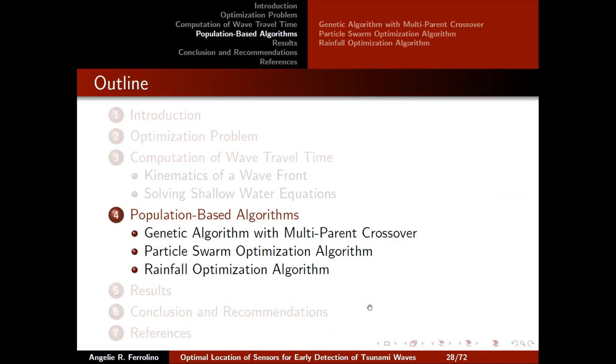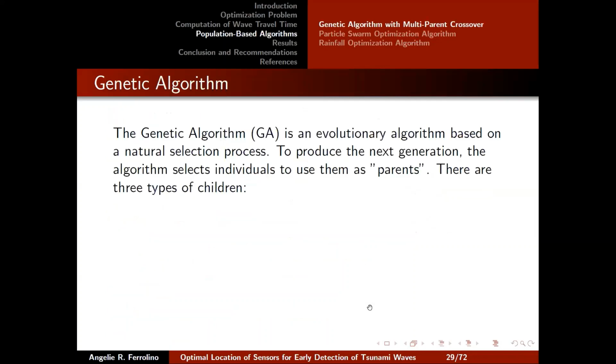Now, we discuss the population-based algorithms that we will use to solve the optimization problem, starting with the genetic algorithm with multi-parent crossover. The genetic algorithm is an evolutionary algorithm based on a natural selection process. This algorithm mimics biological evolution.